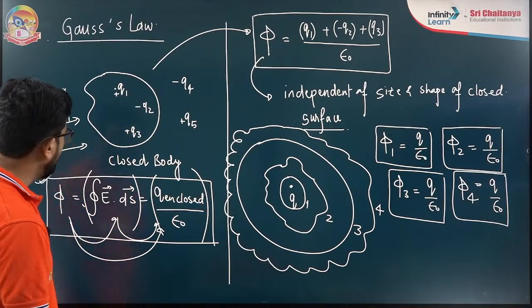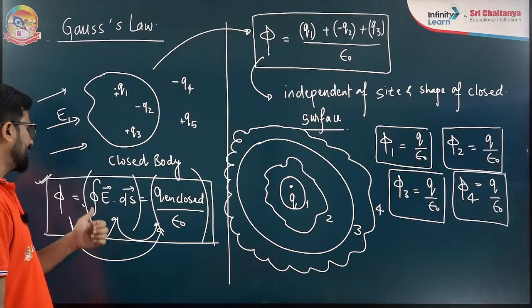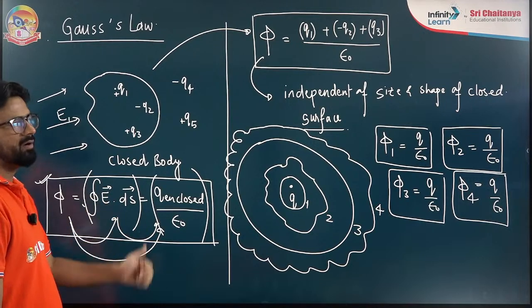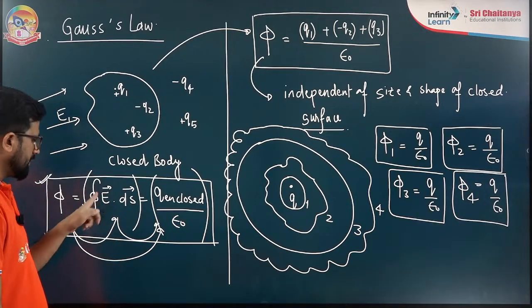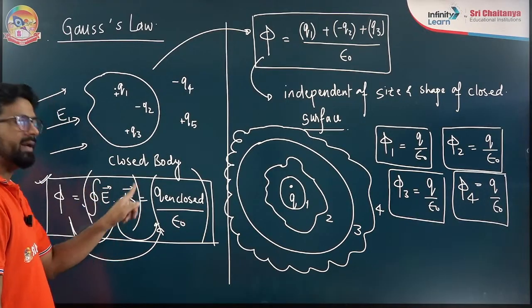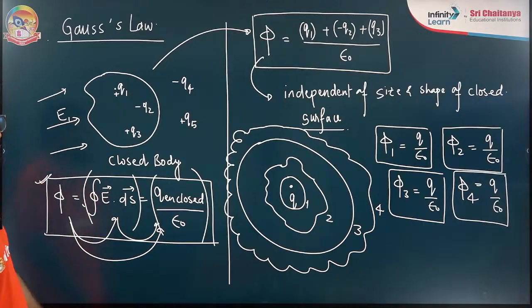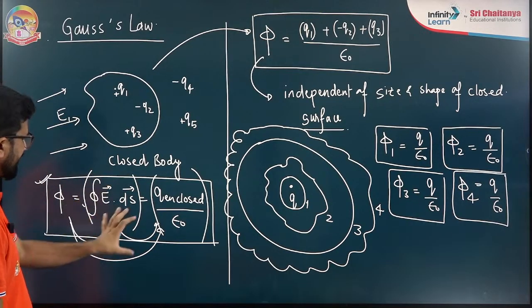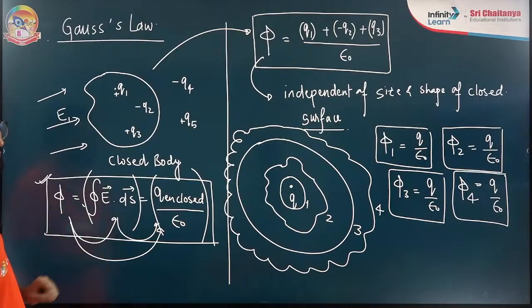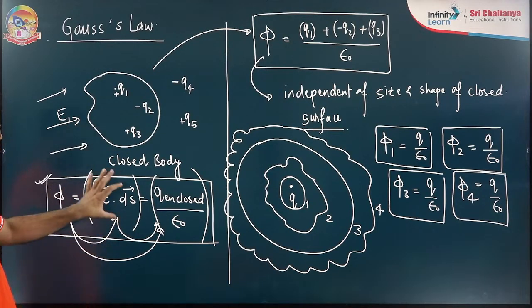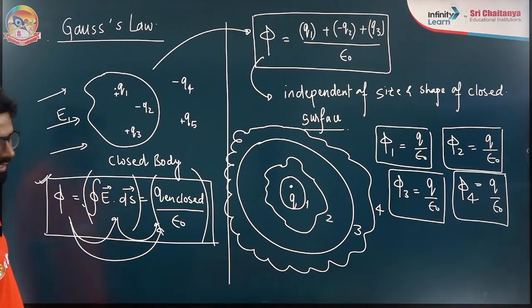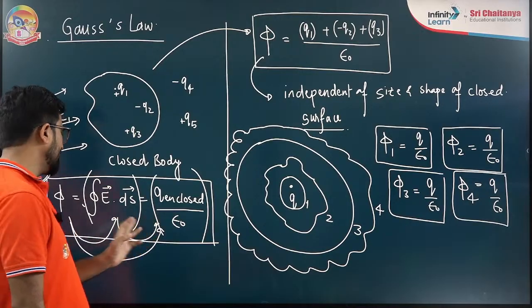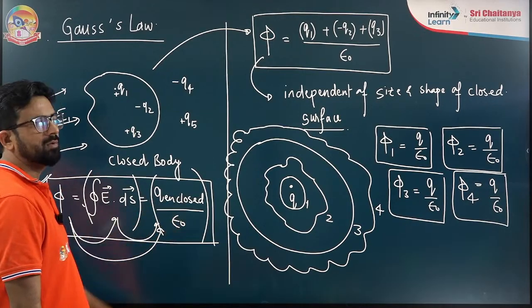The middle second term is equal to the closed integral of E dot dS. dS is the area vector, beta, and E is the electric field. By using this second term, we can calculate the total flux associated with the closed body. We already discussed this in detail in the previous class.